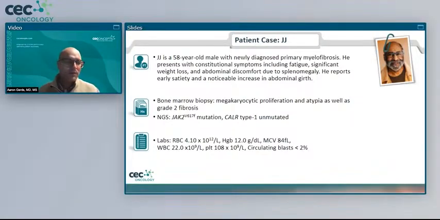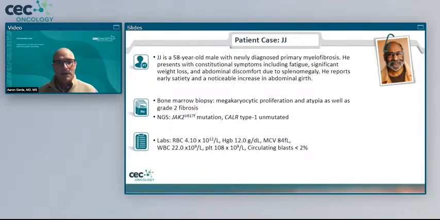One, to counsel patients, but two, again, to identify patients where we may consider transplant referral earlier rather than later. This patient did have a bone marrow biopsy, which showed megakaryocytic proliferation and atypia, as well as grade 2 fibrosis. On the mutation testing, we saw the JAK2 V617F mutation, and thus, since they are almost mutually exclusive, we did not see a calreticulin mutation.